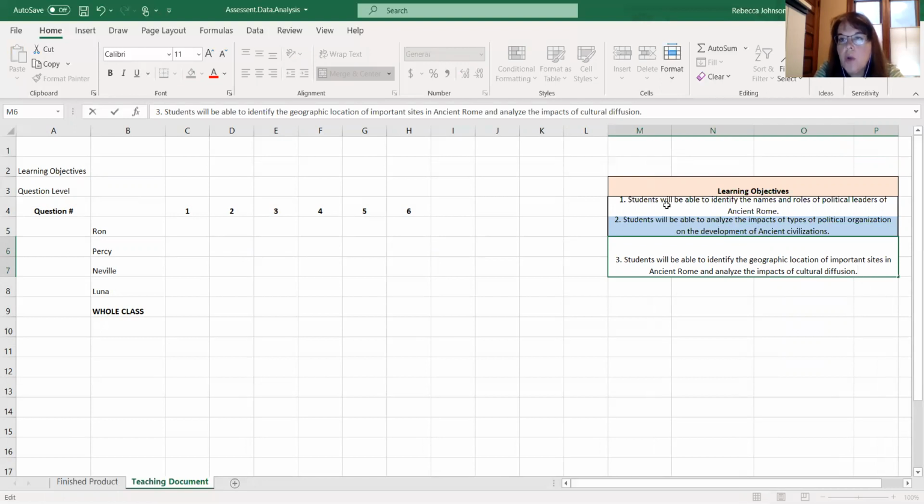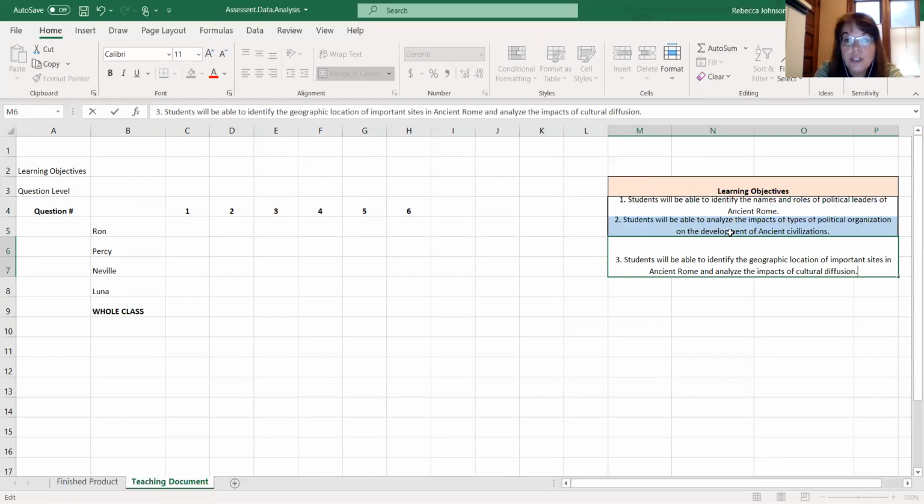So these are what I set out in the beginning of the unit to make sure that students know about ancient Rome. Number 1, students will be able to identify the names and roles of political leaders of ancient Rome. Number 2, students will be able to analyze the impacts of political organization on the development of ancient civilizations. So this was a broader learning objective for the entire unit, right? This learning segment is about ancient Rome as a civilization. And so I'm looking at political organization of ancient Rome on this particular test.